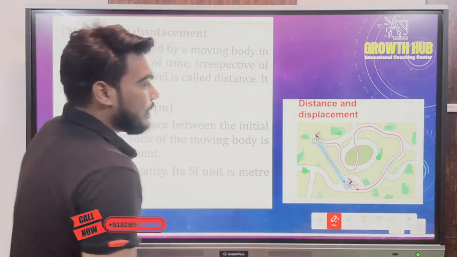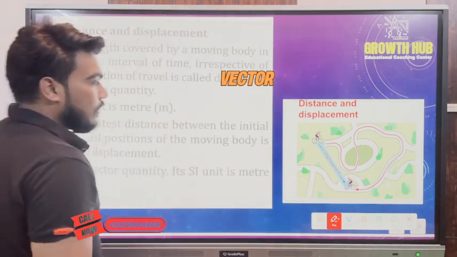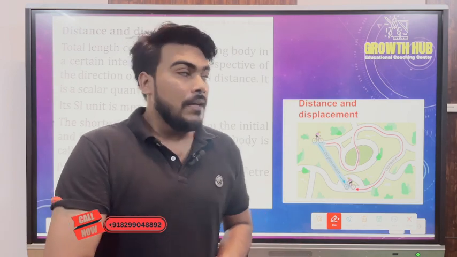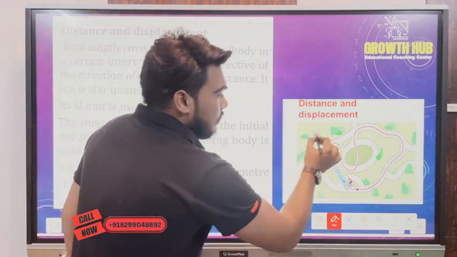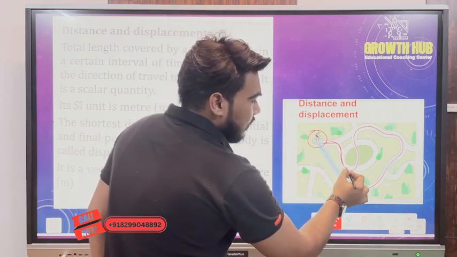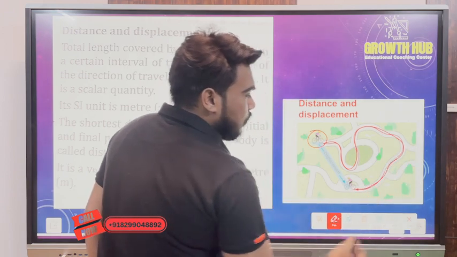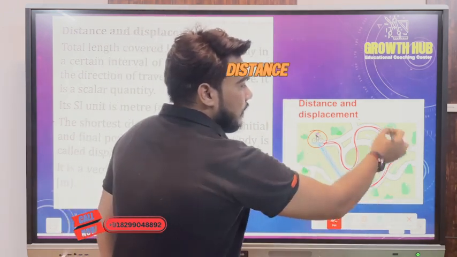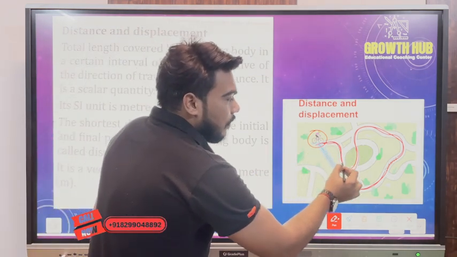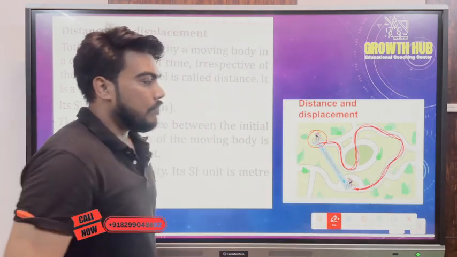Let's understand in detail how they are different from each other. First, distance. Distance is the path covered by the object. Let's assume this boy starts moving from this position, takes this path, covers the whole distance and comes back to this position. So what is the distance covered by this boy? The path taken by this object is called the distance traveled by the object.